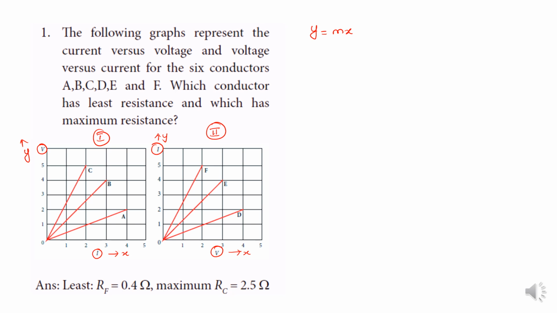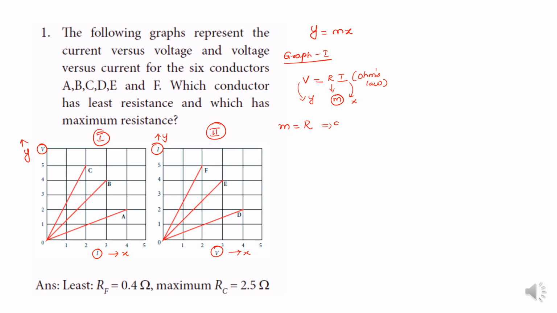Right. So for the first graph, graph 1, listen carefully. For graph 1, I will write it in this format. What is in y place? V is equal to some m into what is in the x place? I. So V is equal to RI. This is from Ohm's law. So this is y, this is x and R is m, the slope. So for graph 1, slope m directly indicates the resistance of the conductor.